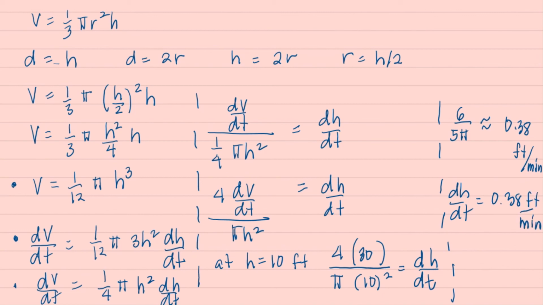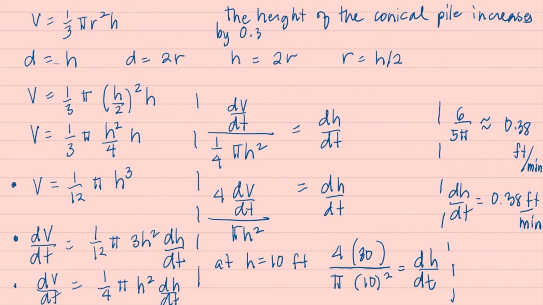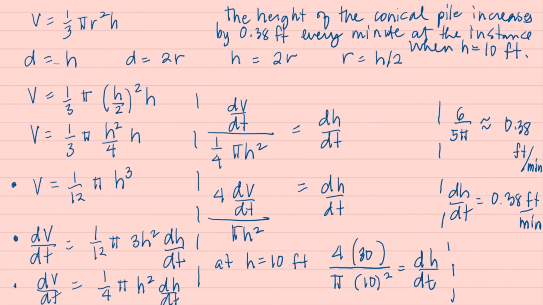And let me write the interpretation here. The height of the conical pile increases by 0.38 feet for every minute at the instance when the height is 10 feet. So that solves this given problem.